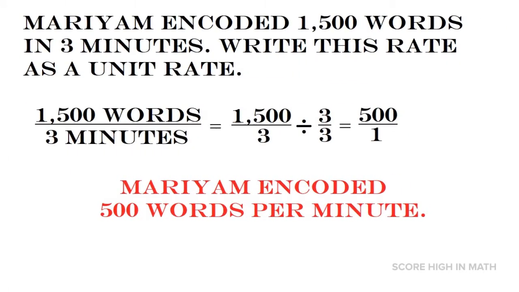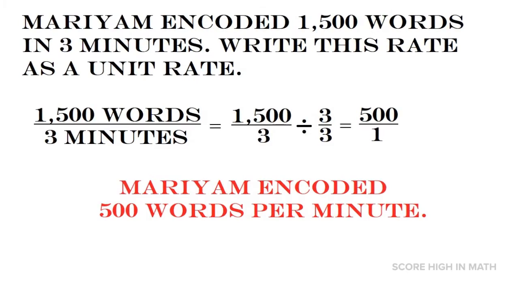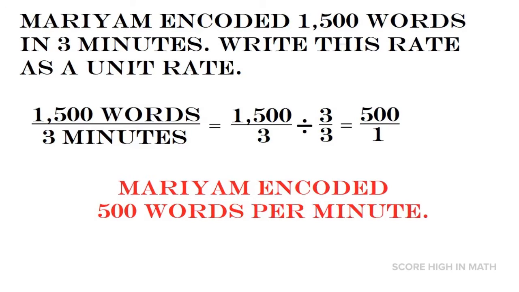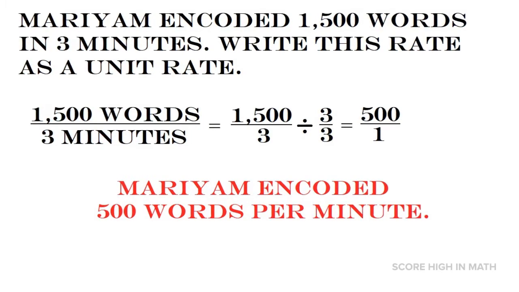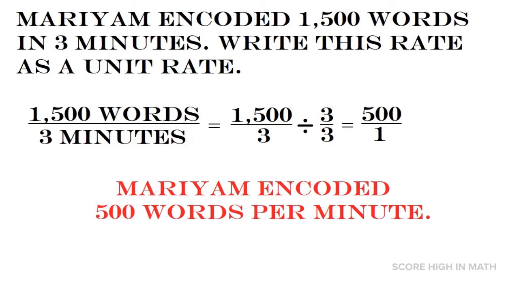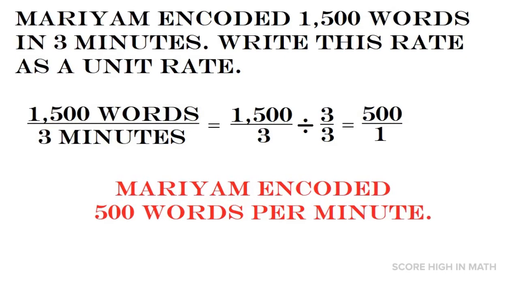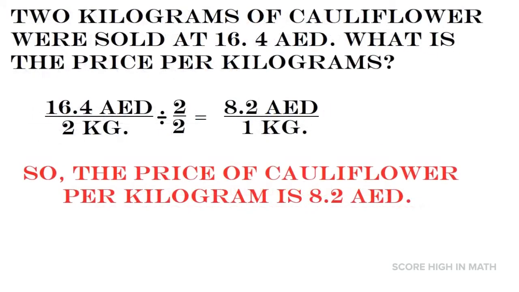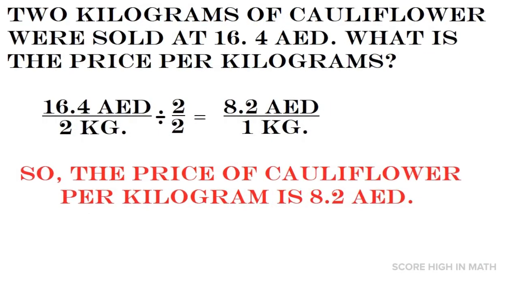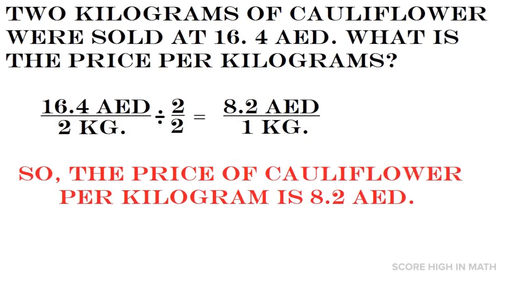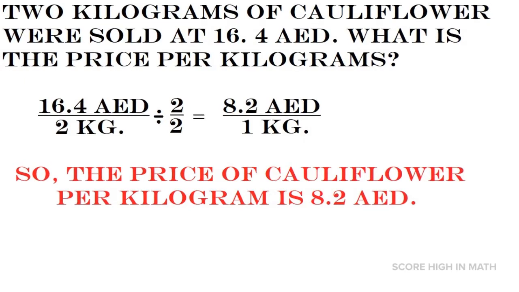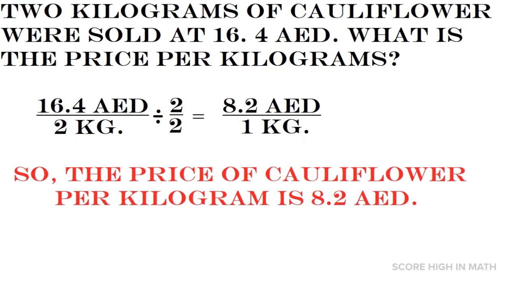To wrap it up, to find the unit rate of a given value wherein the denominator is not equal to 1, just complete the division operation. Divide the numerator by the denominator, and you can get the unit rate. Just remember, whether it is unit rate or unit price, divide the numerator by the denominator, and you can solve for the value of the unit rate or unit price.